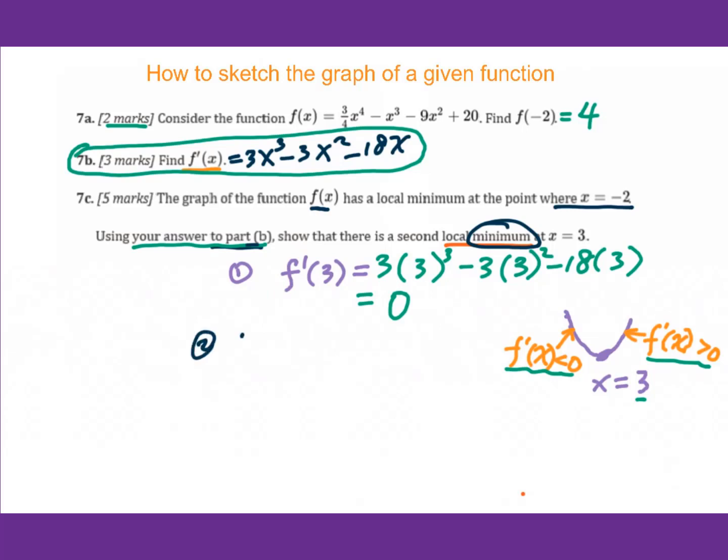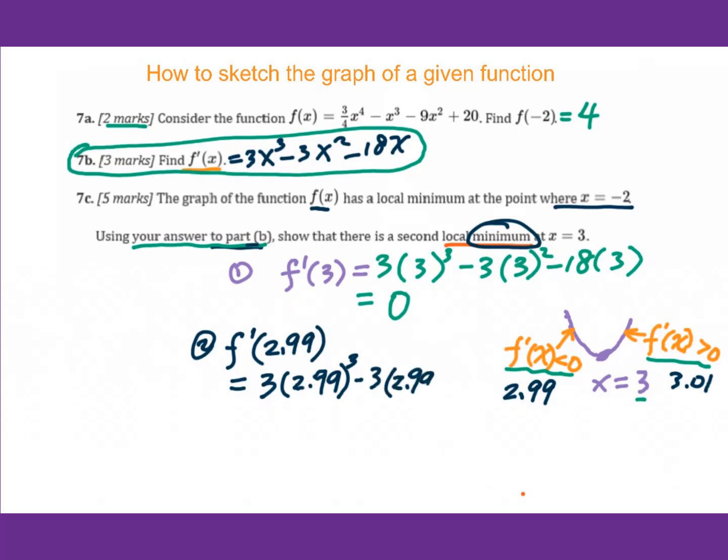So the second step, you will plug in any number less than 3. We always choose a number close to 3, so we use 2.99. And on the right side, for x, I use 3.01. So we get f prime of 2.99 equals 3 times 2.99 to the third power minus 3 times 2.99 squared, then minus 18 times 2.99.